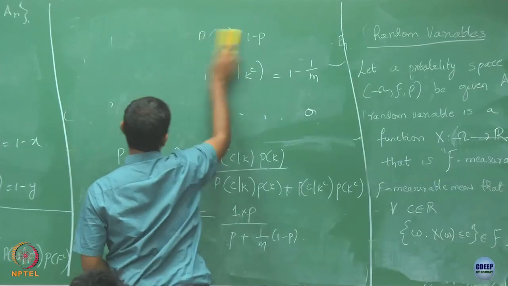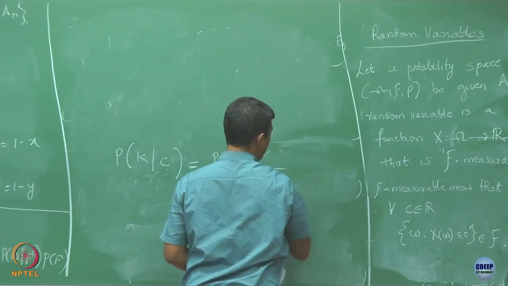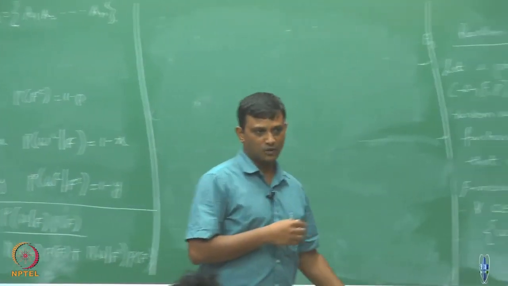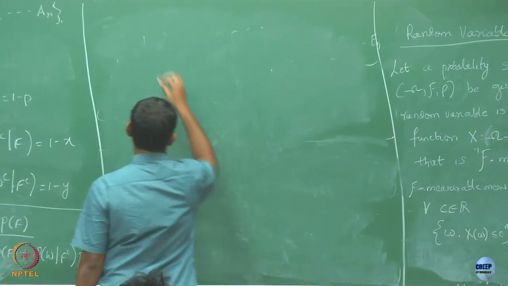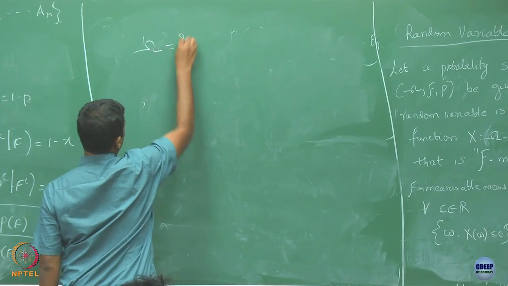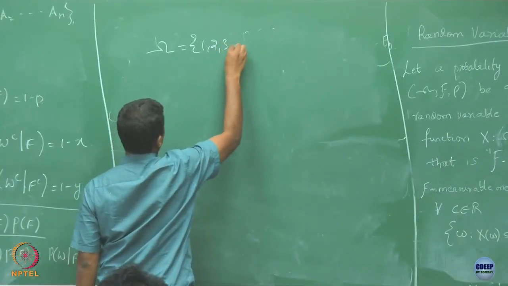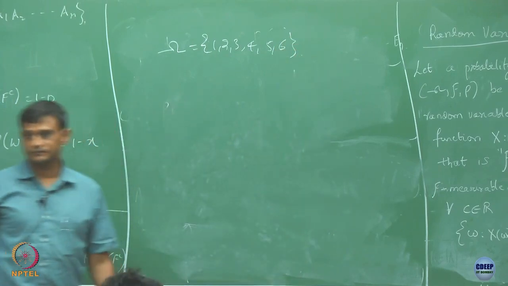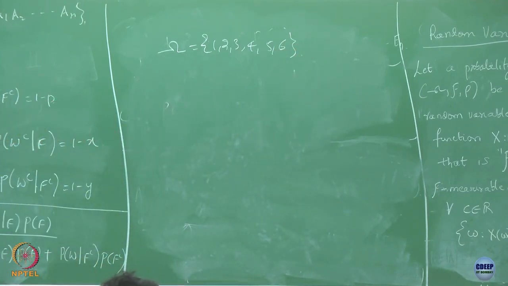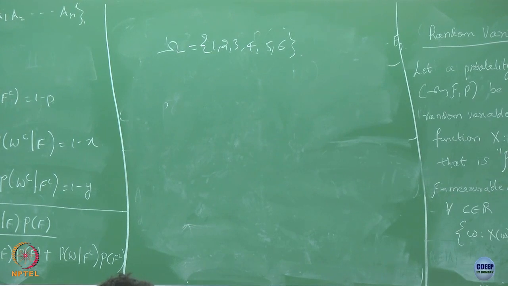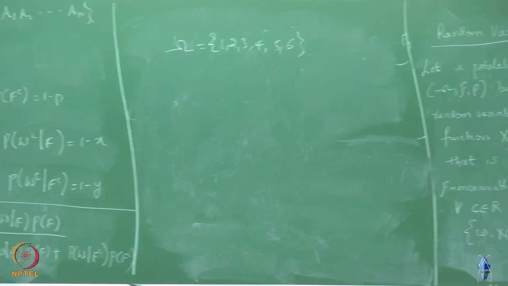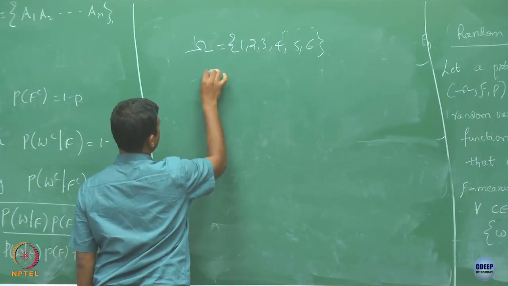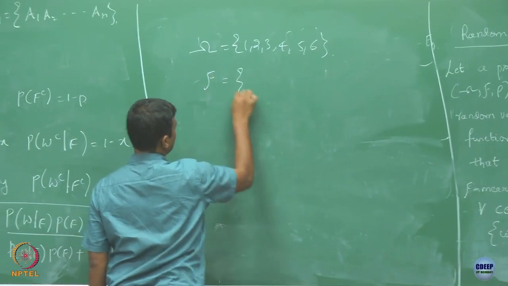So let's look at an example. What is a random variable and what is not a random variable? Let's take the simple case of our dice problem. In my dice throw problem, what are the outcomes? I am also going to define my event space on this outcome set. Let's take one special case.